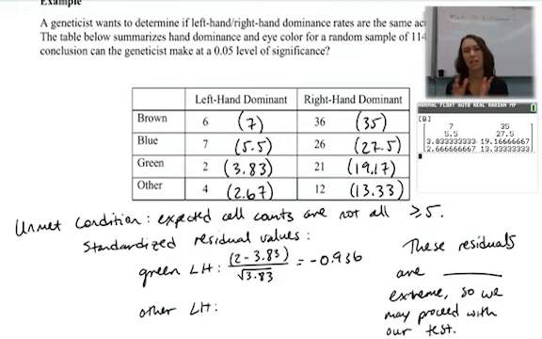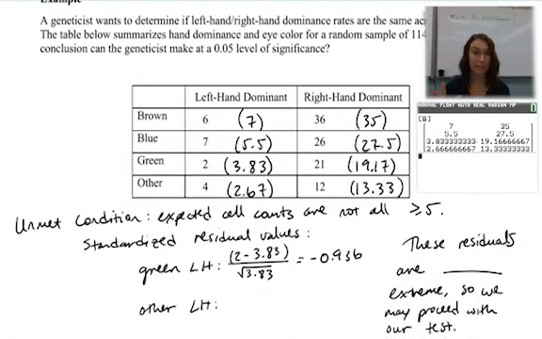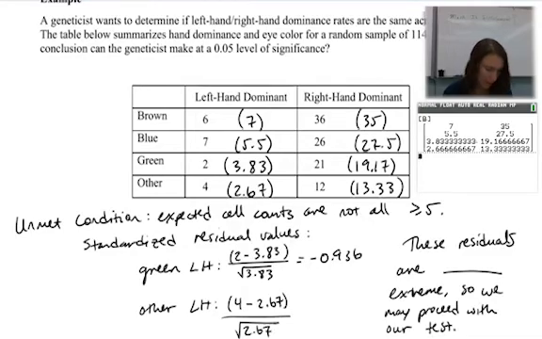If we think about it being less than 1 standard residual away, kind of like z-scores, less than 1 standard deviation away isn't too far. It's not extreme, so that's fine. These are not the same as z-scores, however. And then for the other, we've got 4 minus 2.67 divided by the square root of 2.67. When you plug that in, we get 0.816. Again, not extreme. So these residuals are not extreme, so we may proceed with our test.